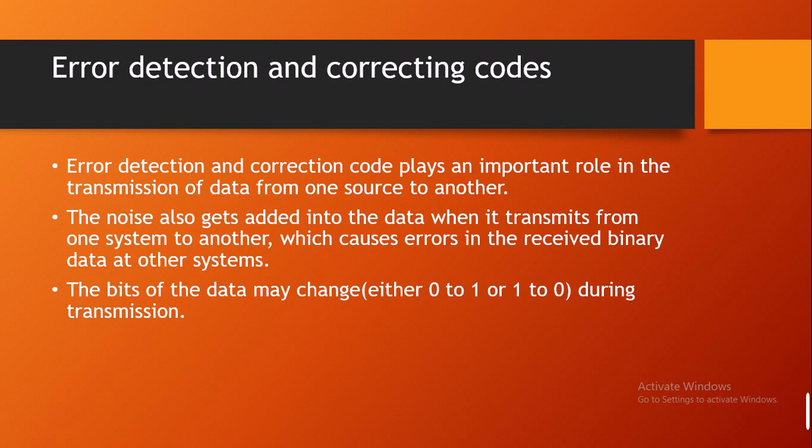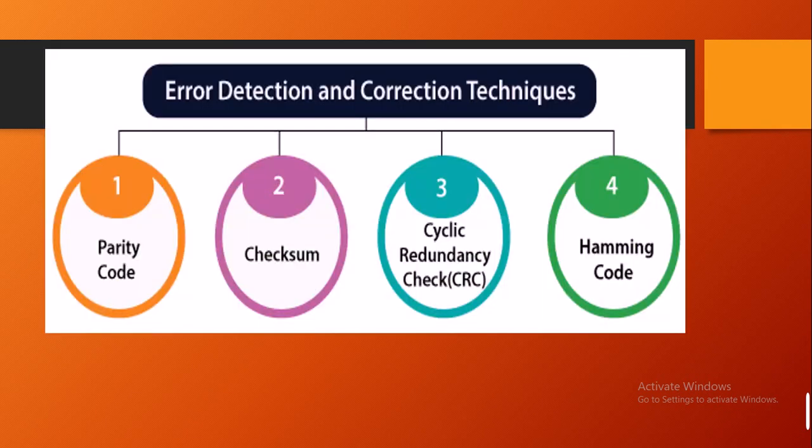The noise also gets added into the data when it transmits from one system to another, which causes errors in the received binary data at other systems. The bits of the data may change either 0 to 1 or 1 to 0 during transmission. So this is how the error detection and correction techniques come in.